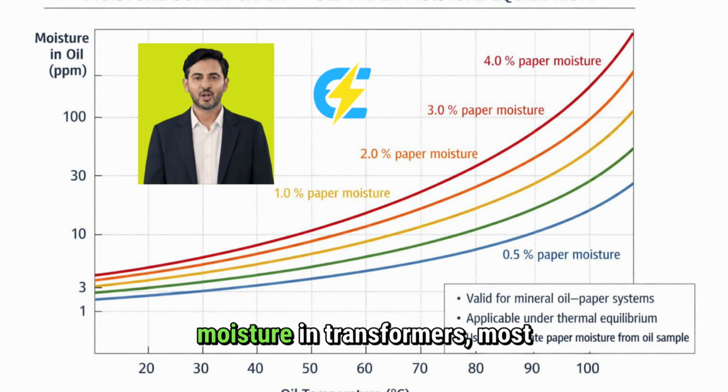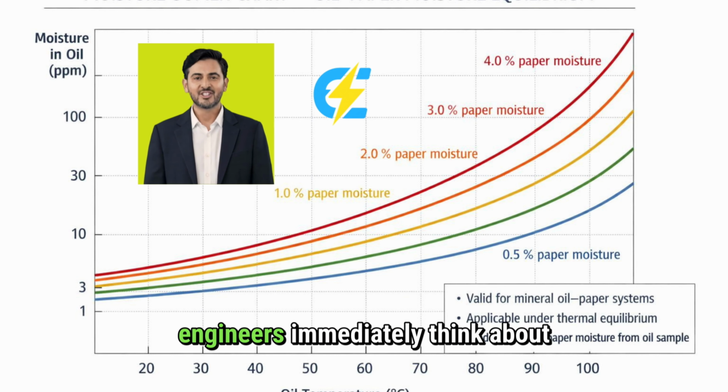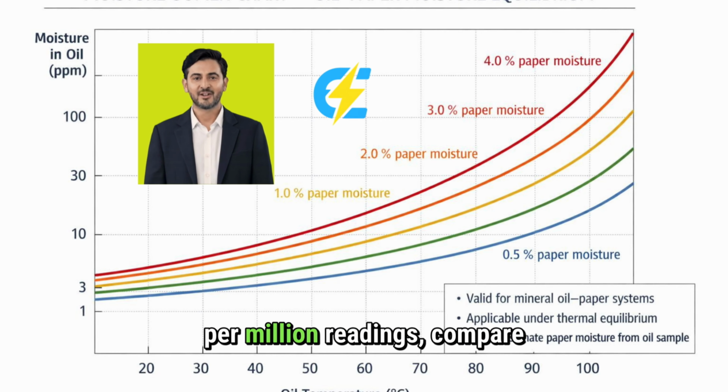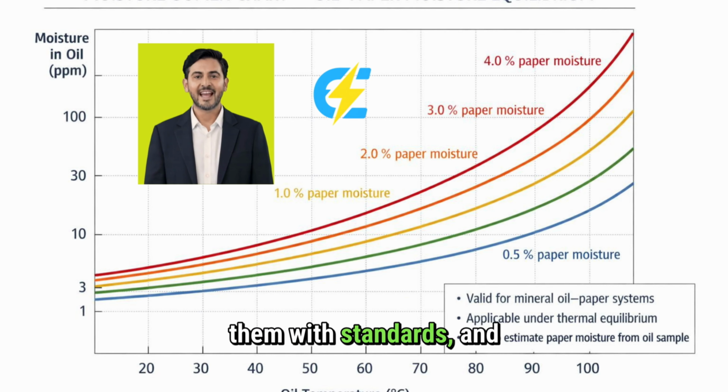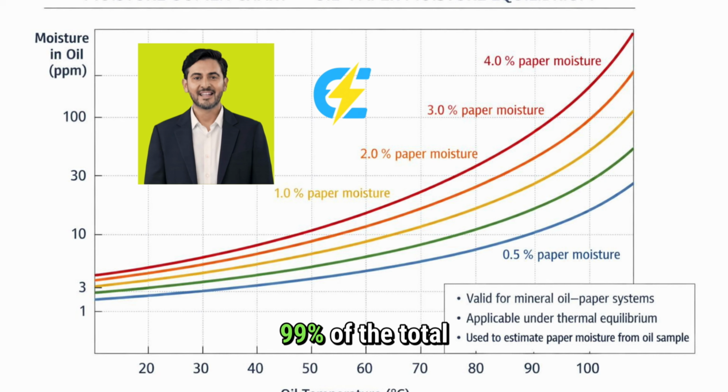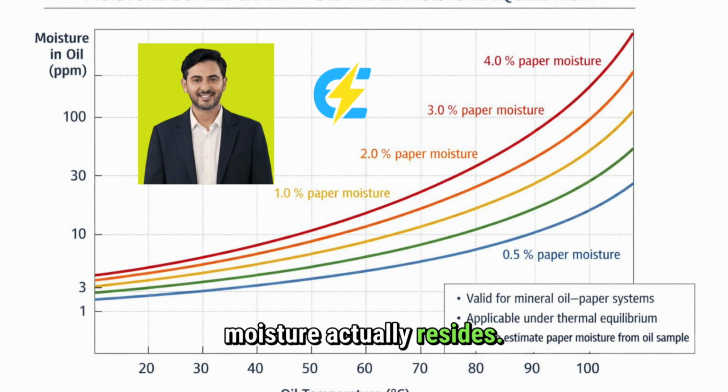When we talk about moisture in transformers, most engineers immediately think about oil moisture levels. They check the parts per million readings, compare them with standards, and feel satisfied. But this approach misses the critical point entirely. Oil only shows a reflection of what is happening in paper. The real danger lies hidden within the cellulose insulation, where 95 to 99% of the total moisture actually resides.